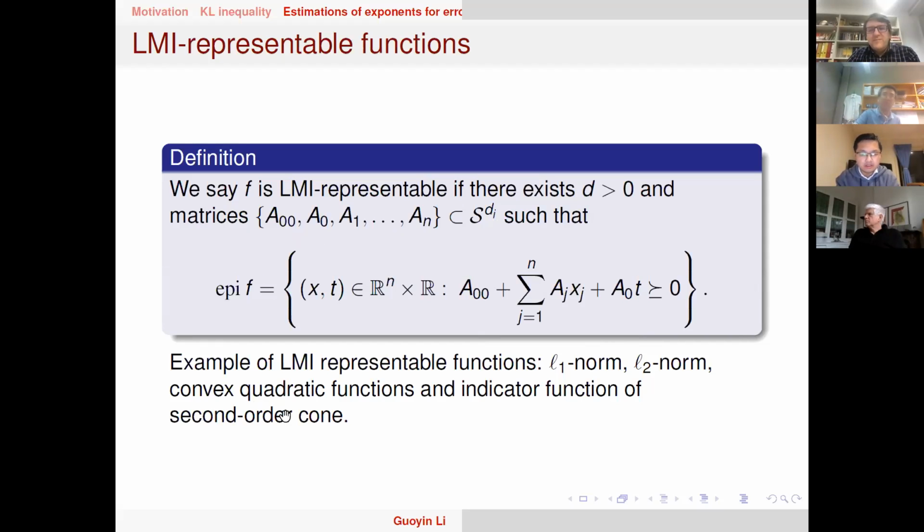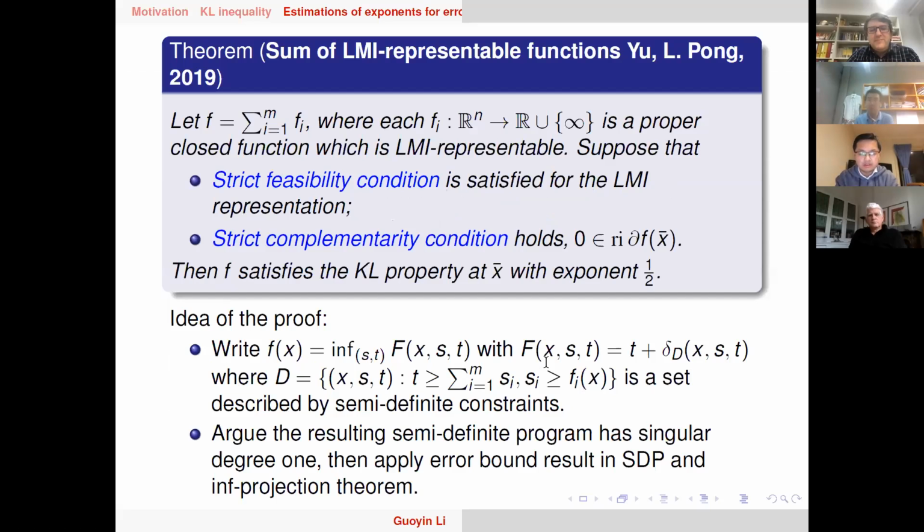But let me just give you a few examples of linear matrix inequality representable functions. For example, the L1 norm, L2 norm, convex quadratic function, or indicator function of the second order cone, and so on. Okay. So now let me give you the first result. This is joint work with Pei Yan and Ting Kei as well. So if you have a sum of finitely many linear matrix inequality representable functions, and your linear matrix inequality representations satisfy a strict feasibility condition, okay, so that you can make duality and so on.